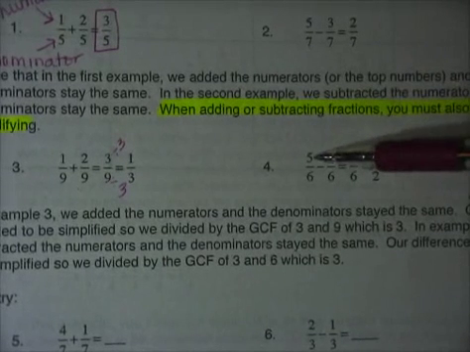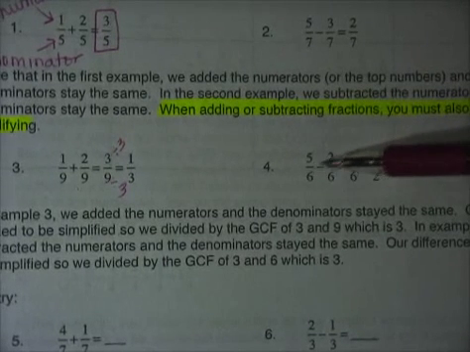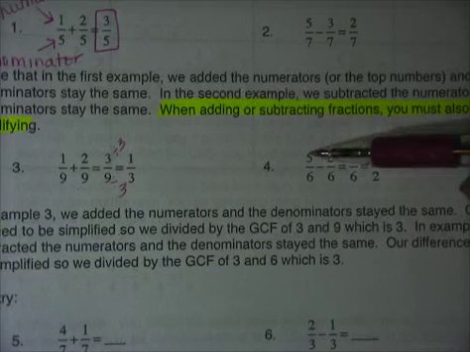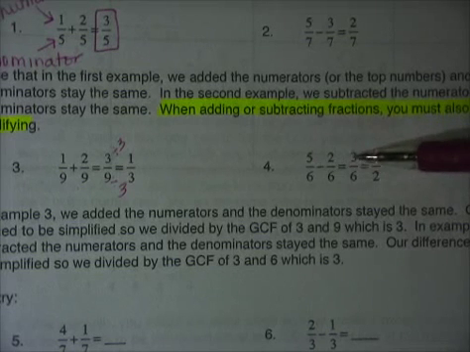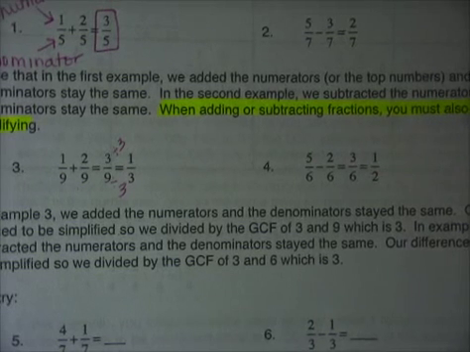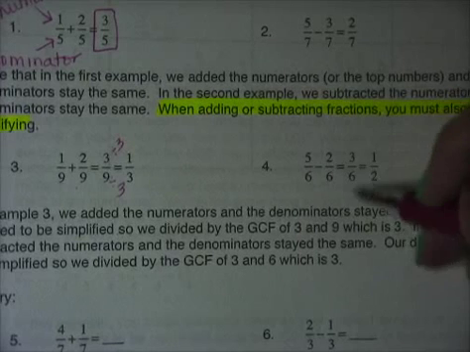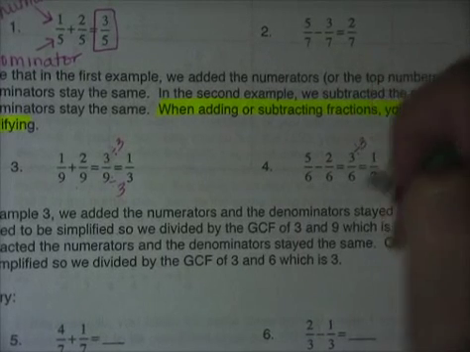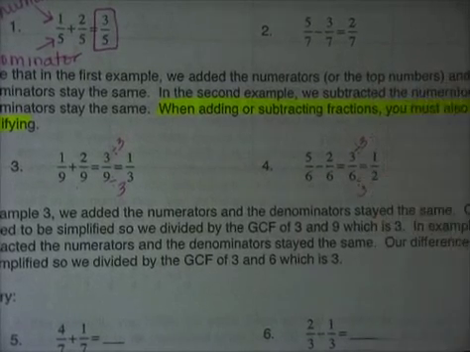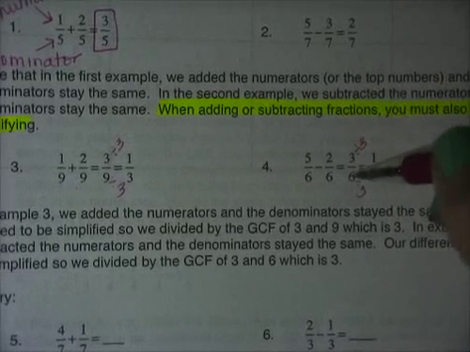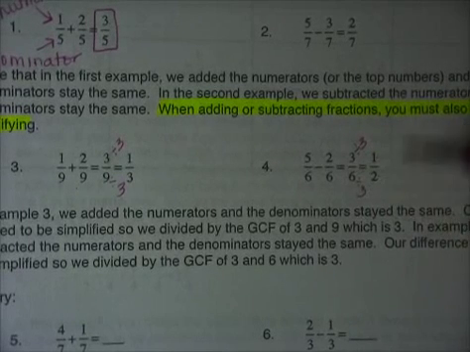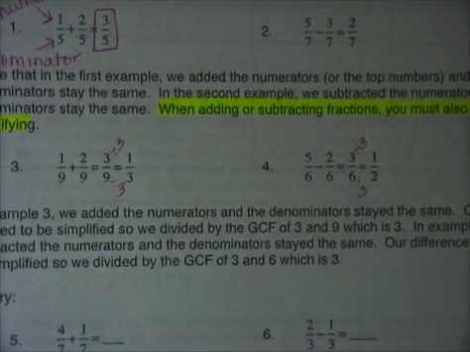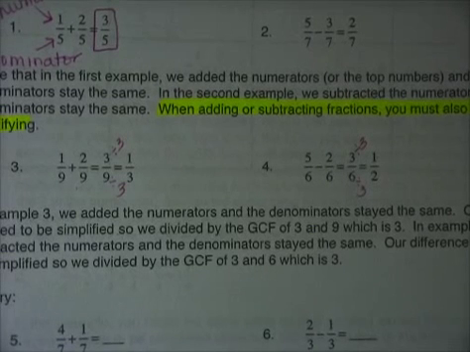In number 4, we're subtracting, so we have 5/6 minus 2/6. We take the numerators and subtract. 5 minus 2 is 3. The denominator stays the same. Again, we can see they're not in simplest form because 6 is divisible by 3, so we're going to divide both the numerator and the denominator by 3. 3 divided by 3 is 1. 6 divided by 3 is 2.